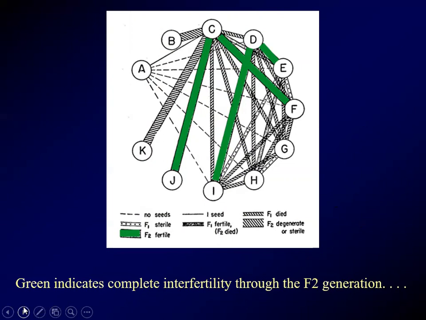Already you can notice you've got some interesting problems, because D and I were interfertile, D and E were interfertile, but E and I are not interfertile. What's going on here?